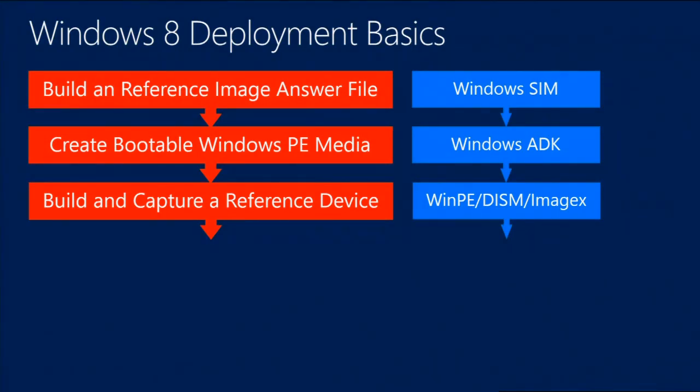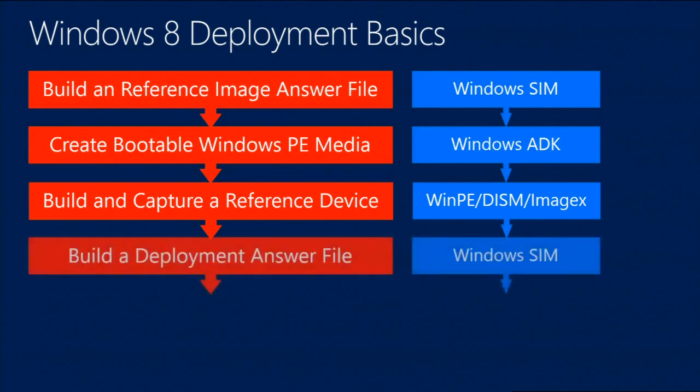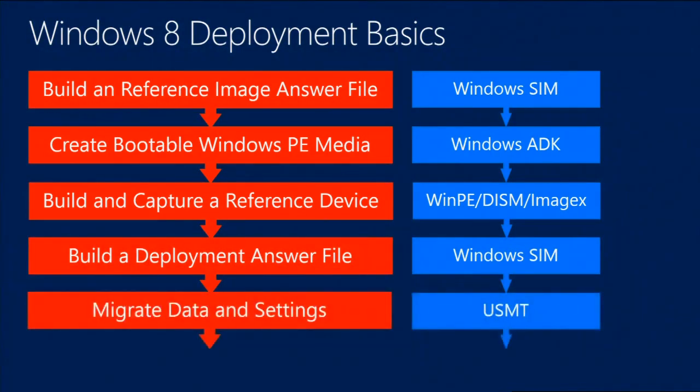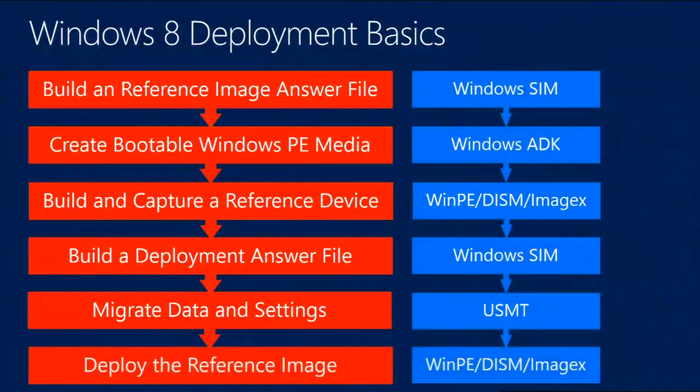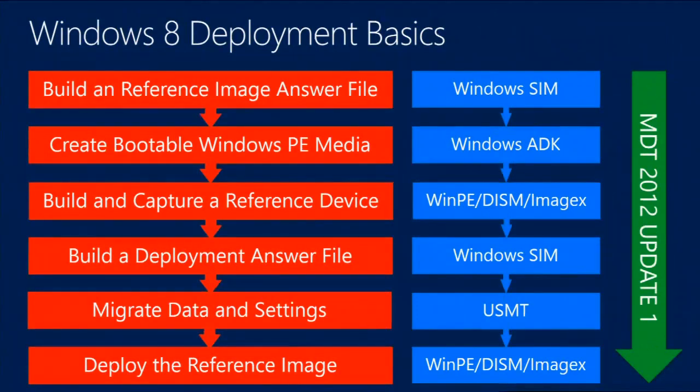What about deploying your image? If you wanted to deploy your image, then you would build another answer file with the Windows System Image Manager. You would set up USMT to migrate data and settings, and then you would deploy your reference image again using Windows PE, DISM, and ImageX. It's a lot of work. You could just actually use MDT. Microsoft Deployment Toolkit will do all of this. It sits above the ADK and gives you a nice interface for using all of these tools.